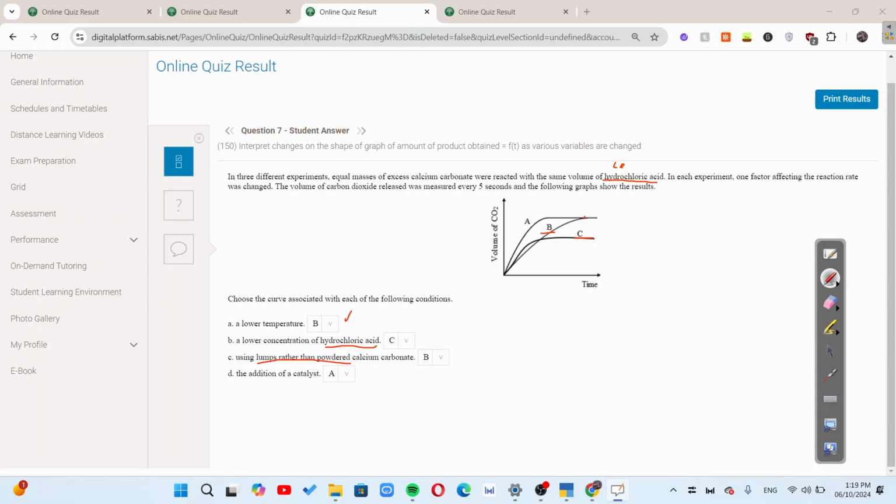Using lumps instead of powdered calcium carbonate is going to be B because powder has more surface area. Powder has a lot of surface around it. You get what I mean? But lumps, they're blocks. This powder has more surface area than this. If you cut this up and smashed it into powder, they'll have the same. Addition of catalyst speeds up the reaction rate, so you'll be at A. This question comes up every past paper, so it's probably going to come in the exam tomorrow.